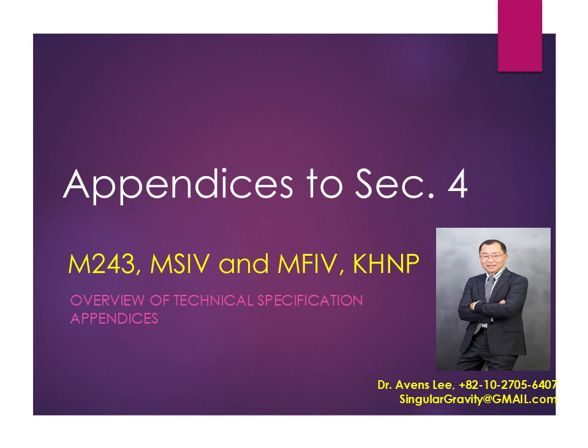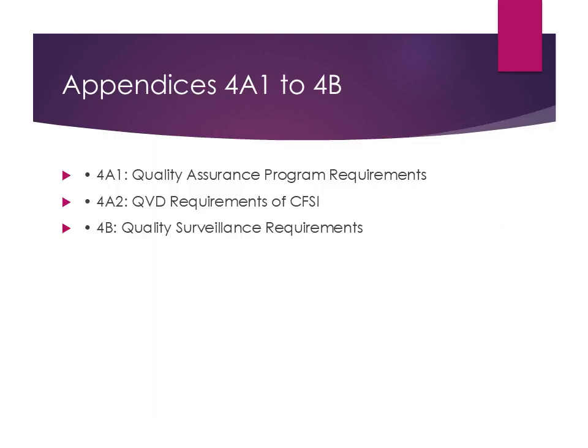Let's get started. Appendix 4A1 covers the Quality Assurance Program requirements. This appendix outlines the standards and guidelines that ensure our quality assurance program is up to the mark. Next, we have Appendix 4A2, which deals with the QVD requirements of CFSI. This appendix specifies the documentation requirements for the quality verification documents related to commercially related fraudulent and suspect items.